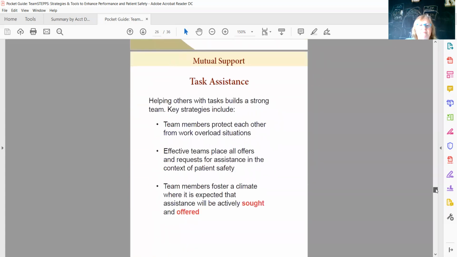Mutual support. So this is where we, again, we don't just look at ourselves, we look at other people. Oh, I've got a good assignment today. She's got a crappy assignment. Too bad for her. I get those sometimes. No, we protect each other from having those situations.